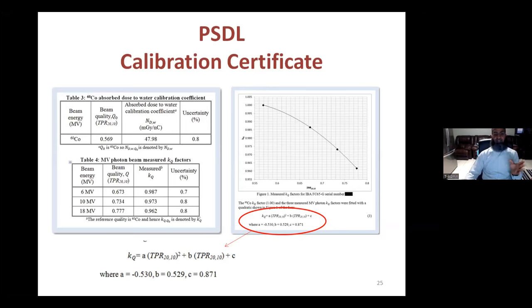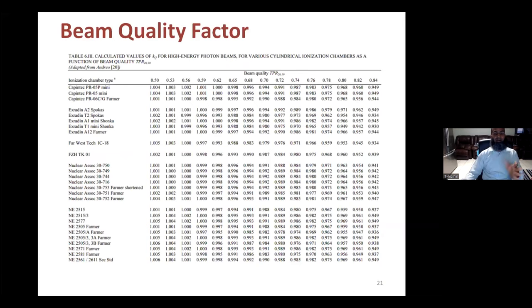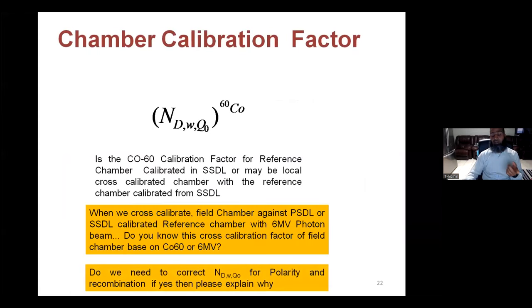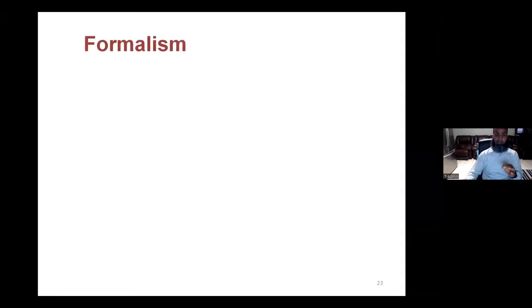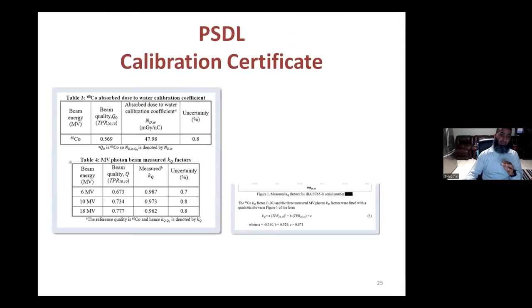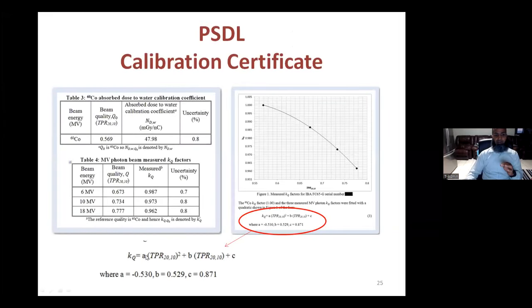If you are using the TRS 398 table, which we discussed previously, the uncertainty will be almost 1%. They have done this a number of times and obtained consensus data, and these are Monte Carlo calculated beam quality factors. So what you do is get your TPR 2010, for example 0.679, put it in here with these constant values, and solve this equation to get your KQ.